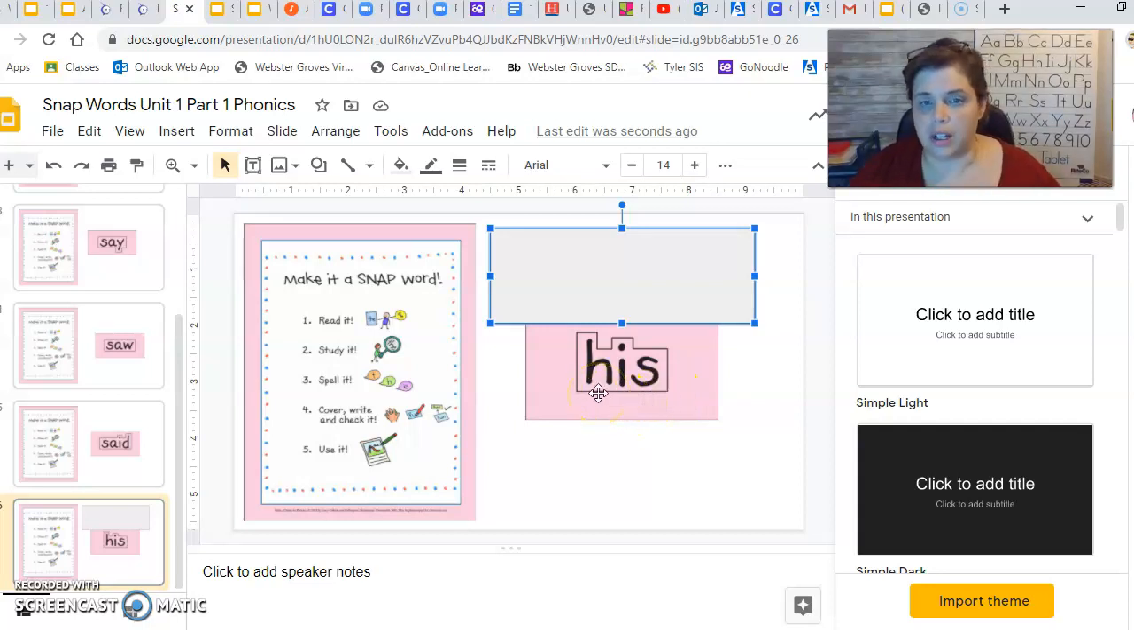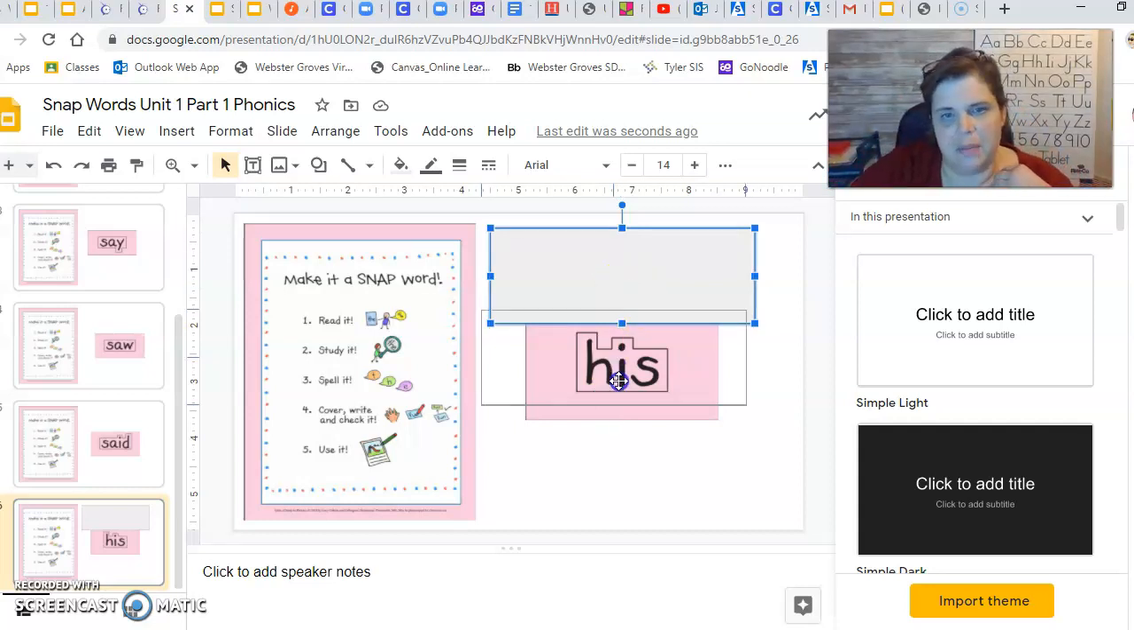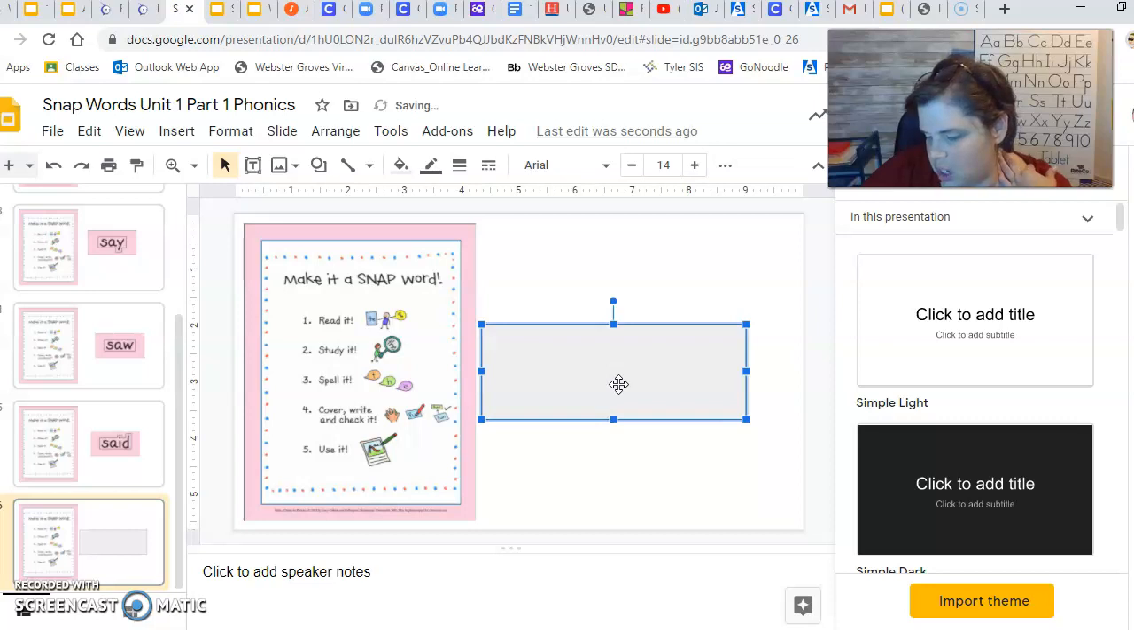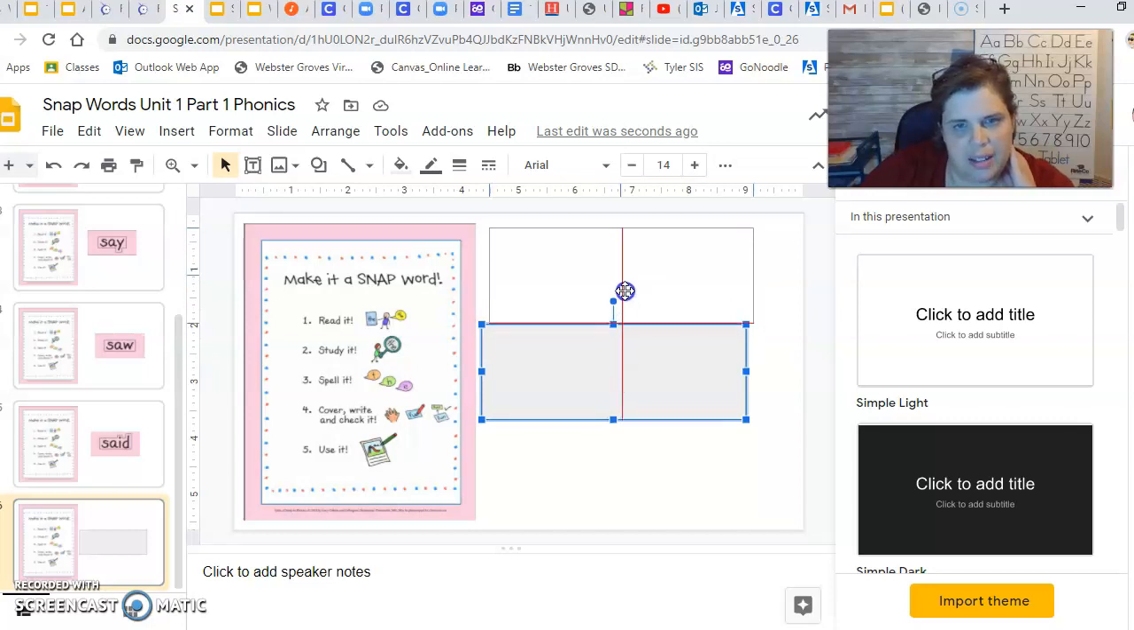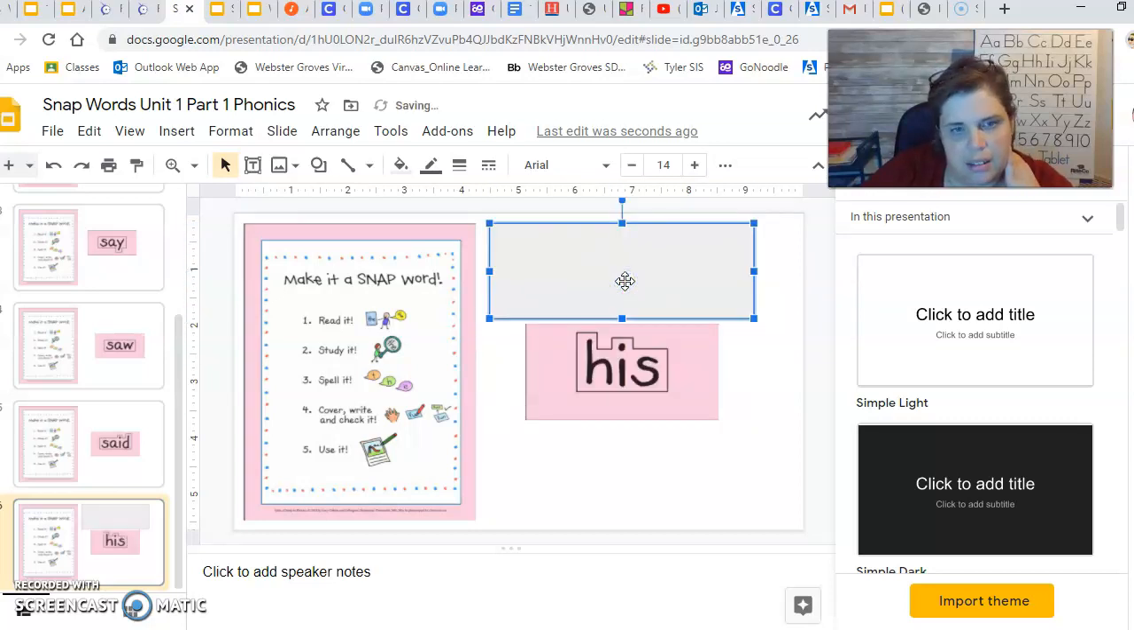Let's do our mouse voices again. Are you ready? H-I-S. All right, take a picture with your mental camera. I'm going to cover it up. I want you to write it. Pause it for as long as you need. Okay, now check it. All right, and use it. Let's hear you use it in a sentence. He lost his shoes. His backpack is red.